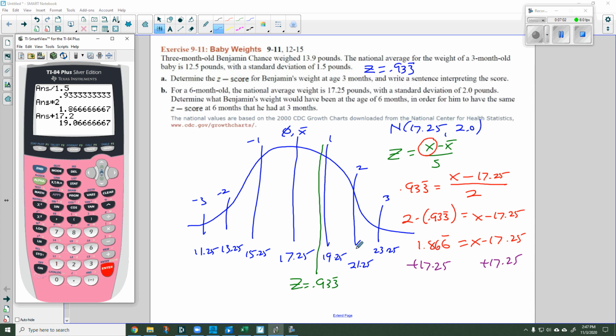And I find out that if he weighs 19.07 pounds, so x equals 19.07. And that looks like a reasonable answer to me, not only because I did the math correctly, but because if I was all the way at 1 standard deviation, he would weigh 19.25. But I'm a little bit less than 1 standard deviation, so 19.07 makes a lot of sense.